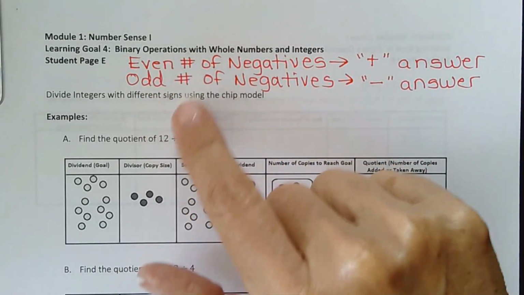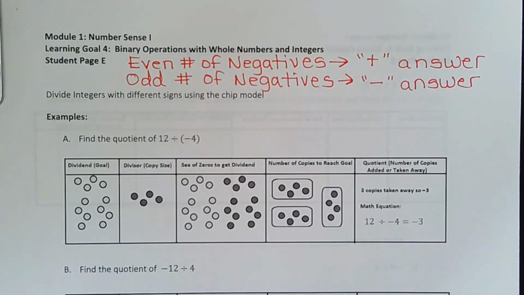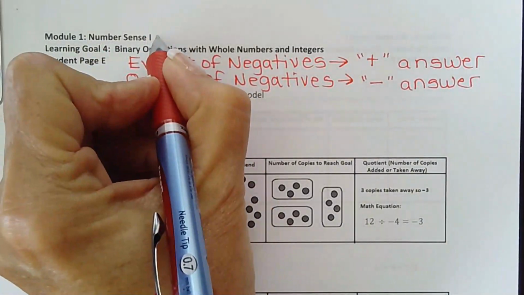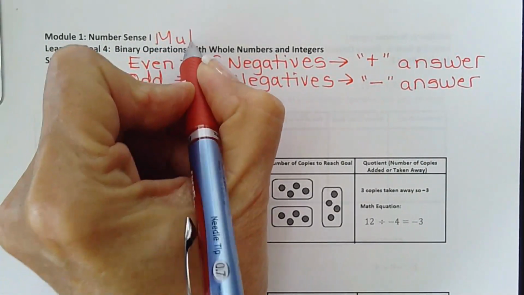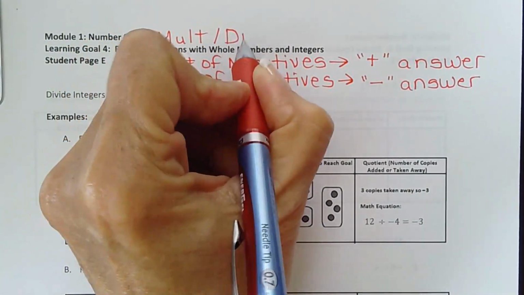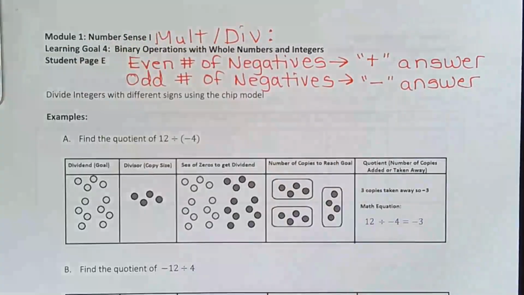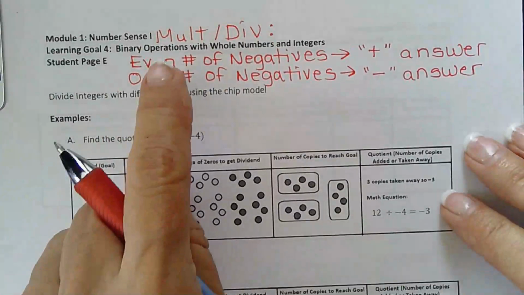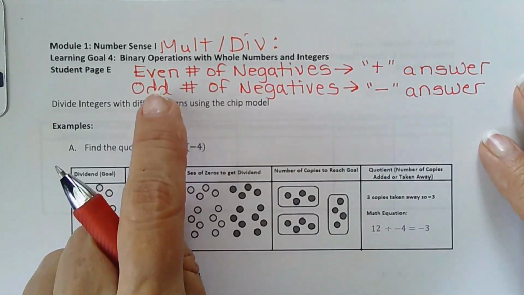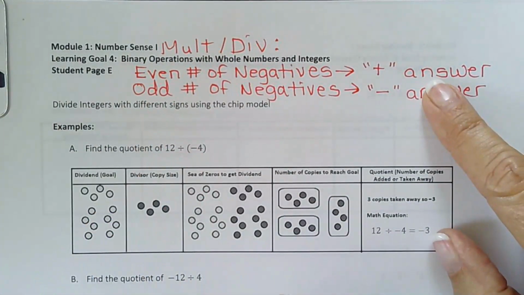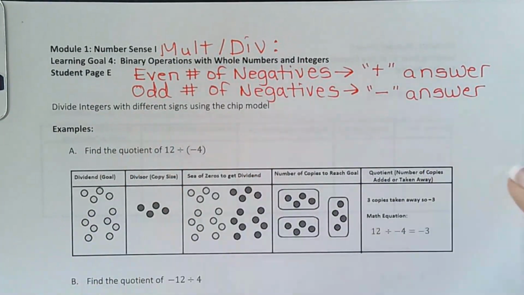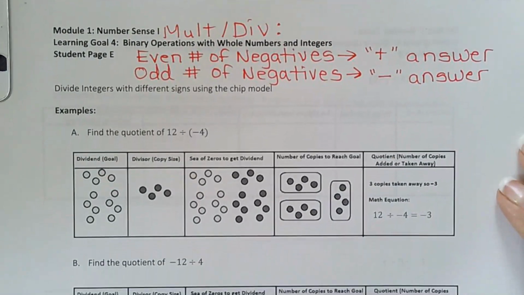So in multiplication and division, we count the number of negatives. If it's an even number of negatives, 2 negatives, 4 negatives, 6 negatives, it's a positive answer. Odd number of negatives gives us a negative answer. So if there's 1 negative or 3 or 5.